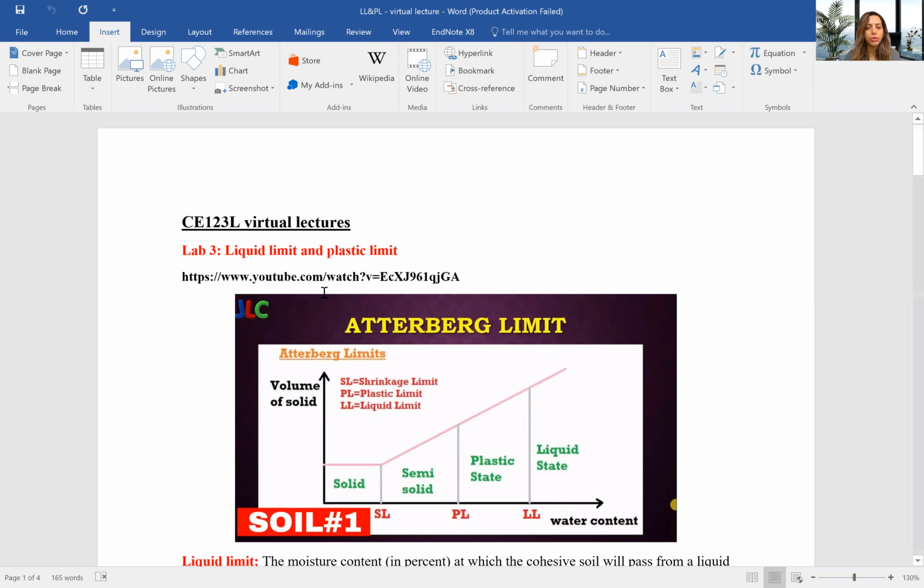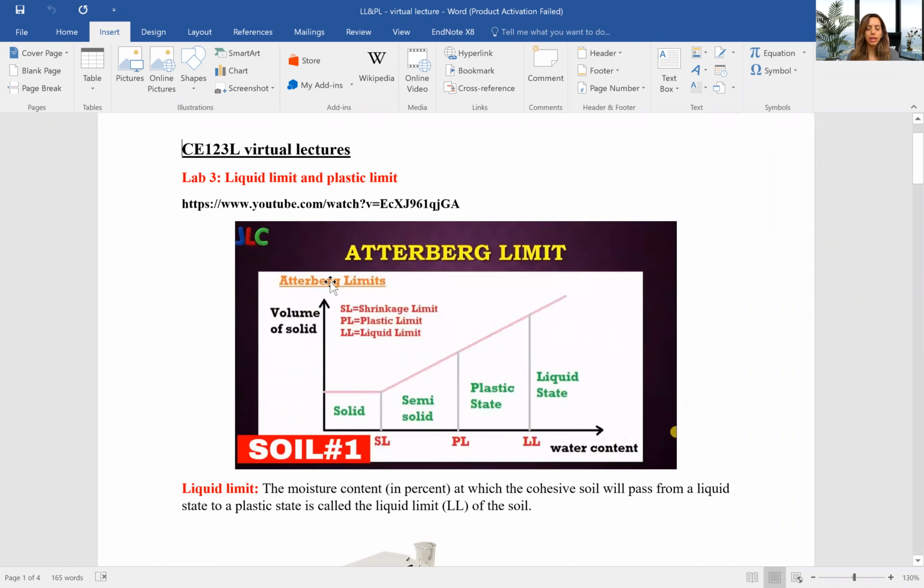Also, there is a link to a video. It's also on Canvas. Please watch the video to see the procedure. I'm going to cover the liquid limit first, and then I'll move on to the plastic limit.